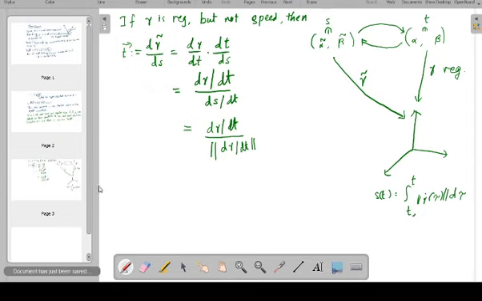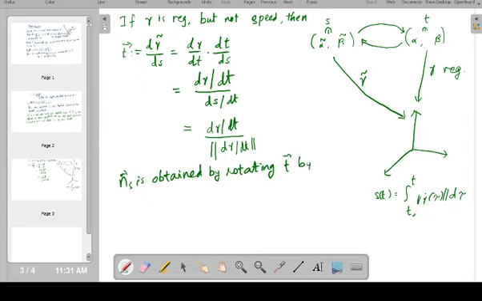Now what is N of s? N of s is obtained by rotating vector T by an angle pi by 2 counterclockwise.